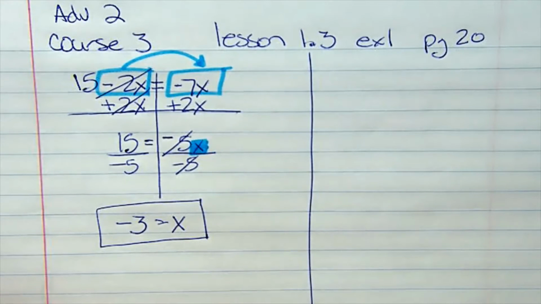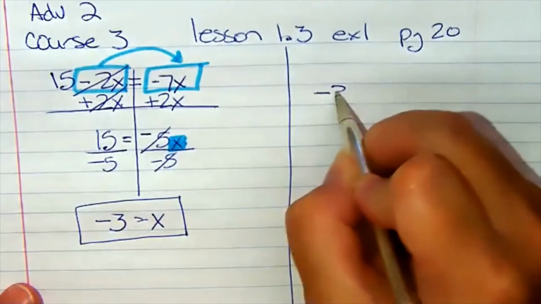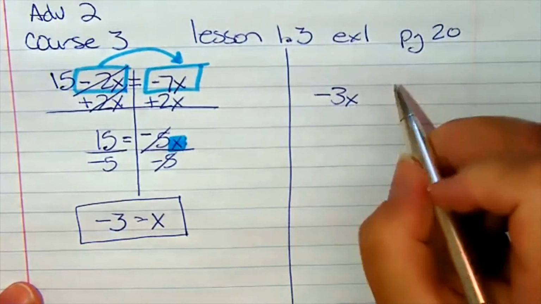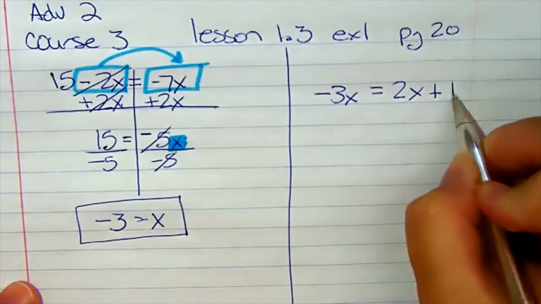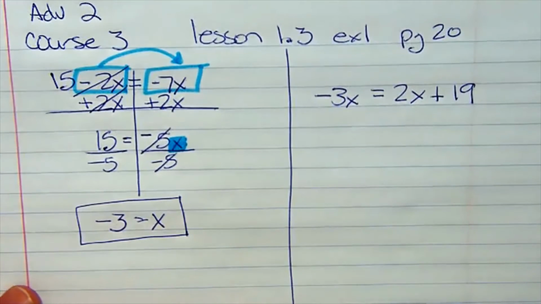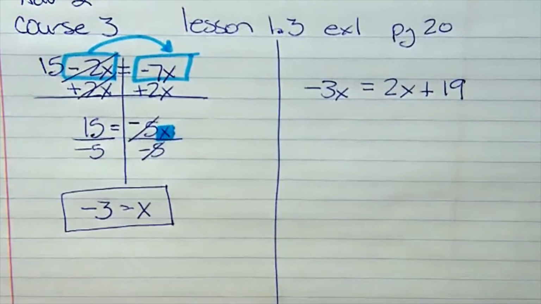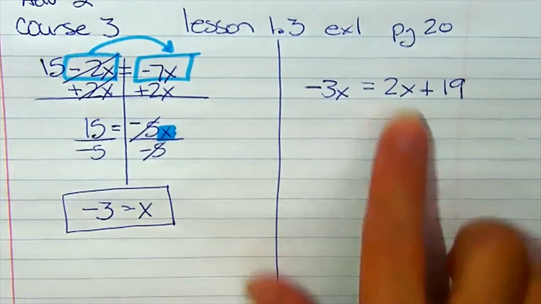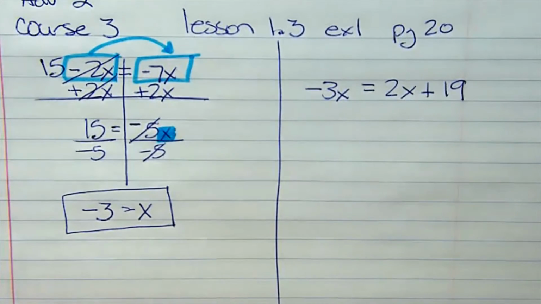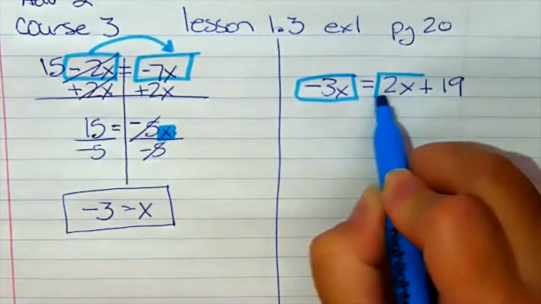Okay, let's do another one. Negative 3x equals 2x plus 19. So here again, I know I need to isolate my variable, but I have a variable on the left, I have a variable on the right. How do I isolate this? Well, we combine like terms.